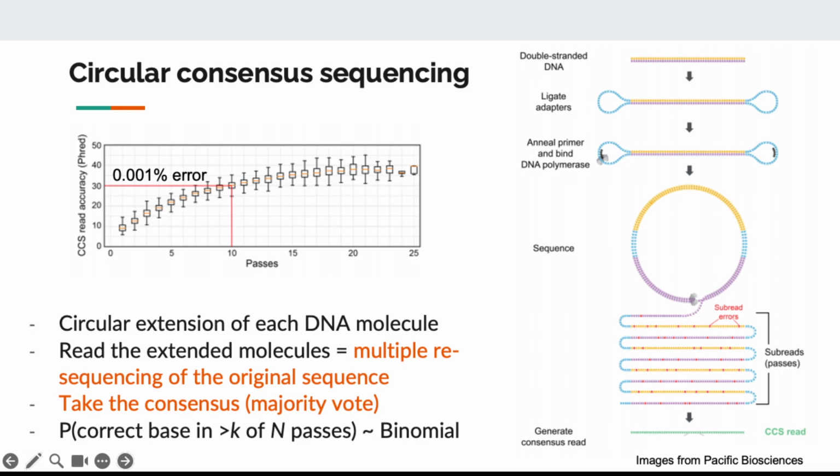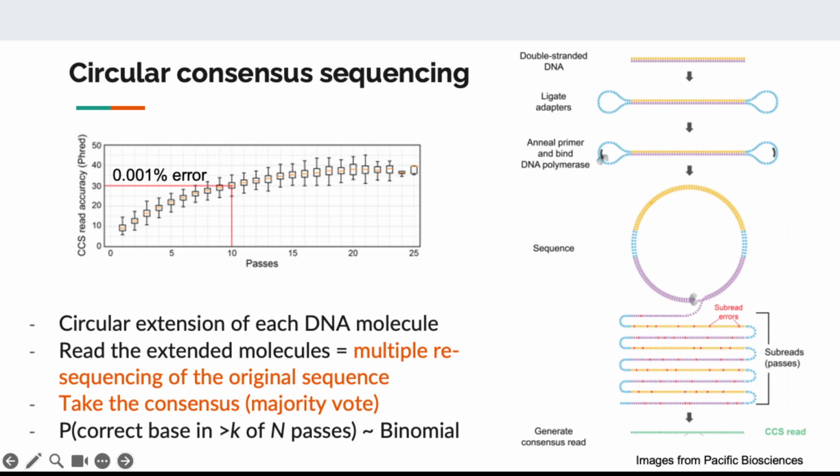So when this molecule is read by SMRT-seq, you will get one single read that's very long, but within that single read, you will have multiple copies of the same sequence. And then you can take the consensus vote for those sequences. They found that if you extend the DNA molecules into 10 copies, you can reach the same error rate as the Illumina technology, which is 0.001%.